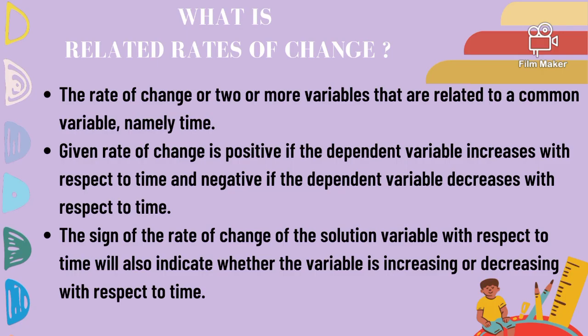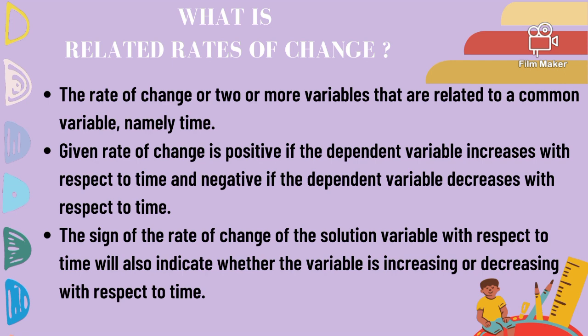As I have taught you earlier, some problems in calculus require finding the rate of change of two or more variables that are related to a common variable, namely time. To solve these types of problems, the appropriate rate of change is determined by implicit differentiation with respect to time. Note that a given rate of change is positive if the dependent variable increases with respect to time and negative if the dependent variable decreases with respect to time. The sign of the rate of change of the solution variable with respect to time will also indicate whether the variable is increasing or decreasing with respect to time.